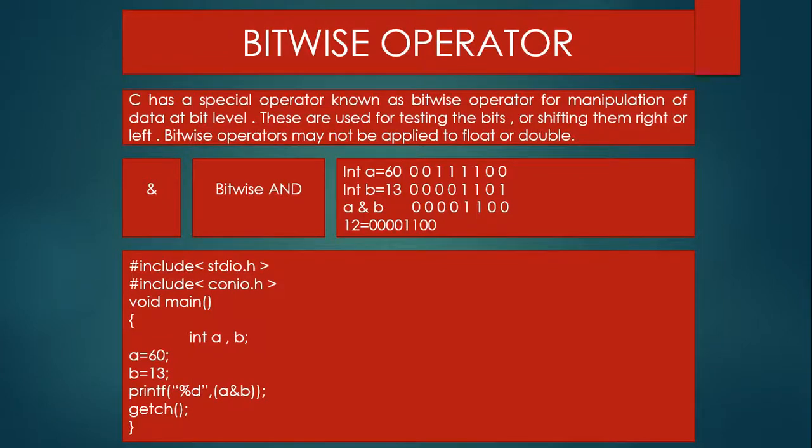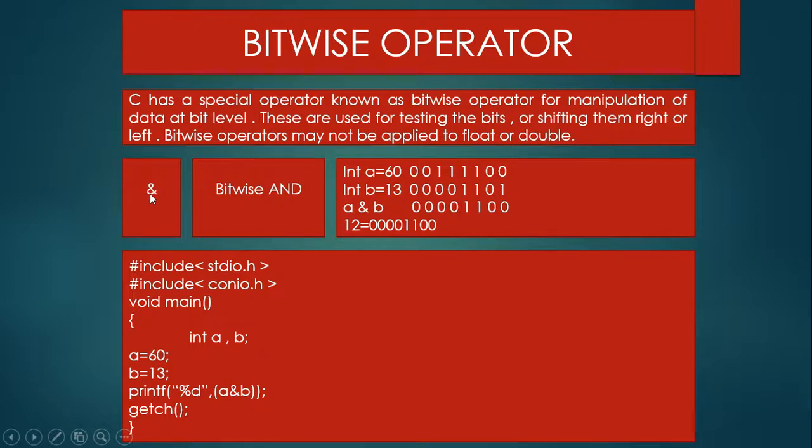Hello friends, in this video tutorial we discuss the bitwise operator. We have a special operator known as bitwise operator for manipulation of data at bit level. These are used for testing the bits or shifting them right or left. Bitwise operators may not be applied to float or double.